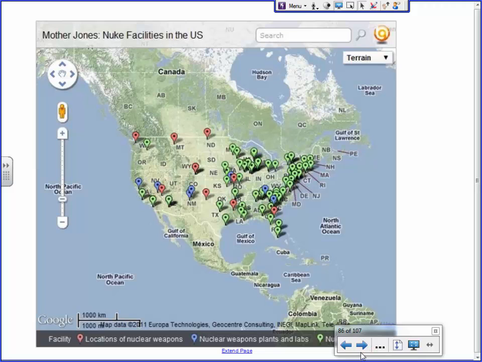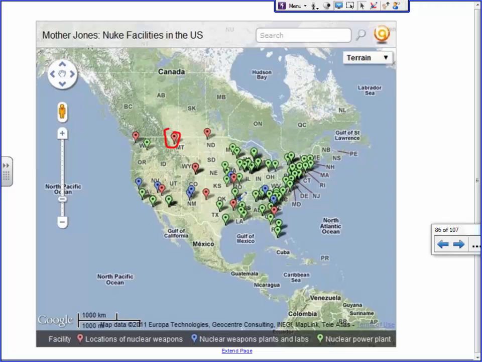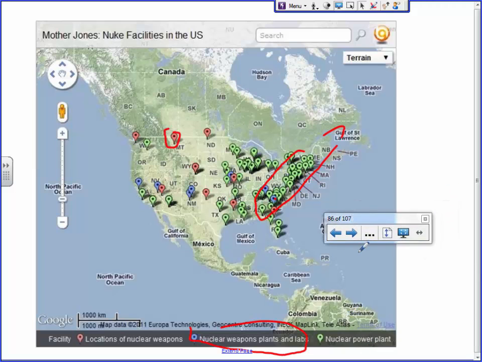Here's a slide I found that is terrifying to me. This is all of the supposed nuclear facilities in the United States. Are you kidding me? There are that many? So this is locations of nuclear weapons. There's one in Montana, apparently. Are you kidding me? Nuclear weapons plants and labs. There's quite a few here, and then all over the east coast they have a whole bunch of nuclear power plants, right? So long as they're safe and they don't melt down, I guess no big deal. But there's a lot of nuclear technology all over the United States. It's crazy.